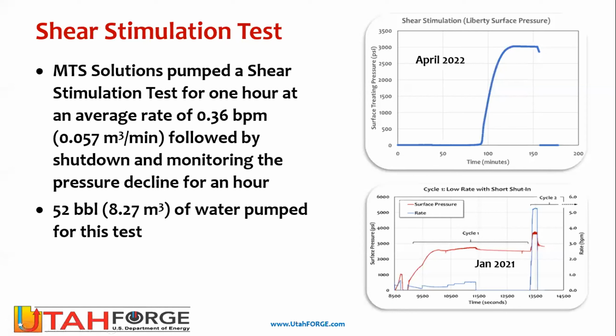So in advance of the first stage, we did a small low rate injection test just to see if there was any indication that shear stimulation would occur. In this particular test, we were pumping at rates less than half a barrel a minute in general. Pressure built relatively quickly and leveled off, indicating some sort of fracture opening had likely occurred.